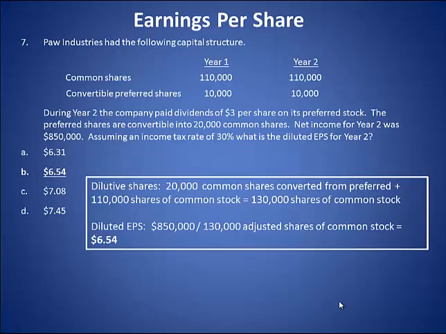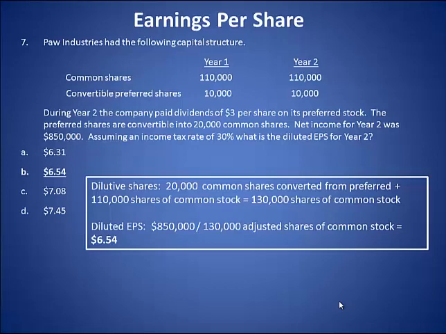Okay, number 7. Again, the question was, assuming an income tax rate of 30%, what is the diluted EPS for year number 2? Right away, the assumption of an income tax rate of 30% is nothing more than a distractor because it really doesn't enter into the solution to the question at all. What we need to do, though, is calculate the dilutive shares.